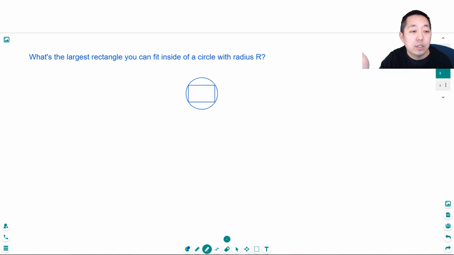Today we're doing some more calculus optimization problems, and let's get into it. Here's a pretty generic problem that you'll come across: what is the largest rectangle you can fit inside a circle with radius r?